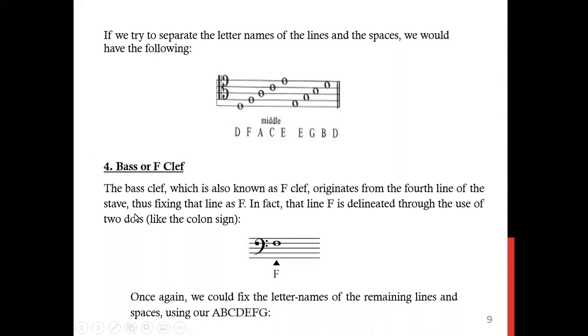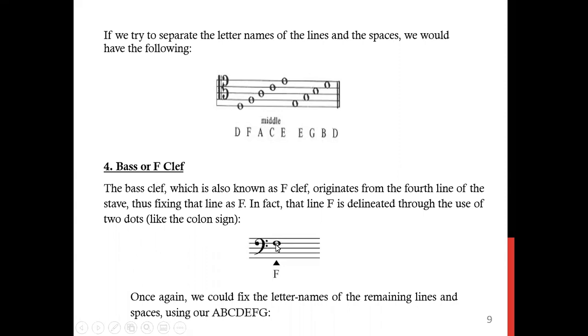Let's go to the bass clef. This one is a common one. The bass clef and the treble clef are the most common out of all these clefs. The bass clef is also known as the F clef. You recall that another word for the treble clef is G clef, but the other word for the bass clef is F clef. All right. So the F clef originates from the fourth line as well, but this fourth line is not called C now, unlike the tenor clef. This fourth line is called F.